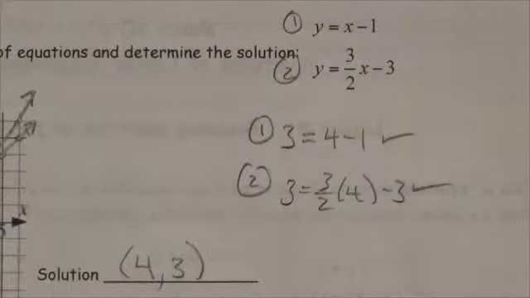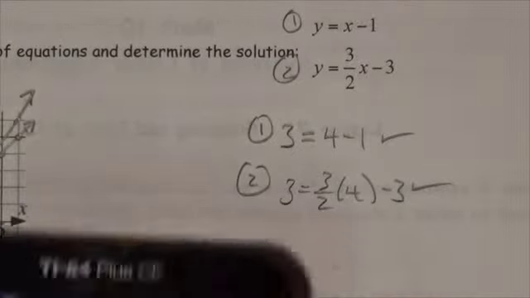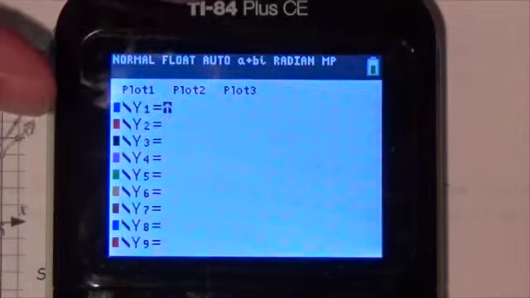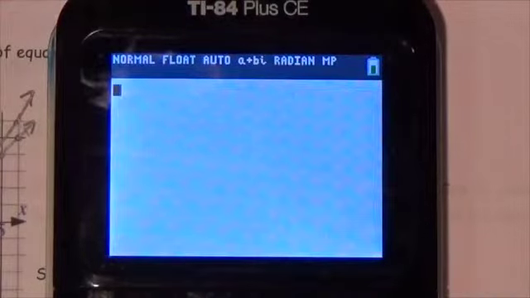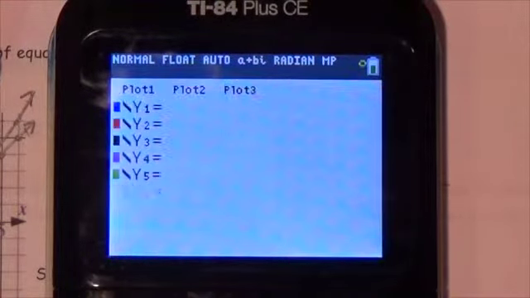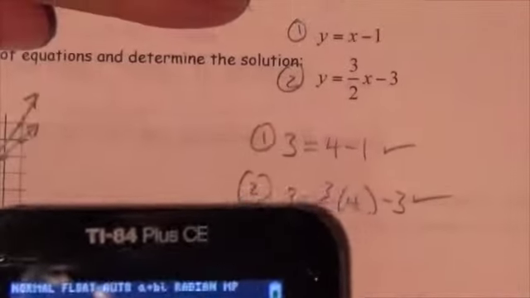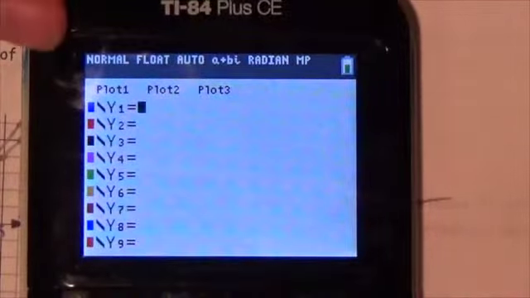Now, I am going to go through, though, and I want to talk about how you do this on your calculator. So, sorry, maybe I should go back to this screen here. So you turn on your calculator. Here you go. We go to y equals. In the first one, I'm going to enter my first equation: y equals x minus 1.